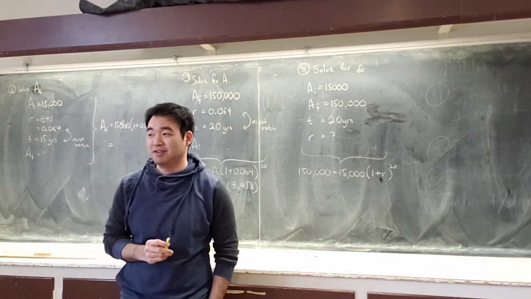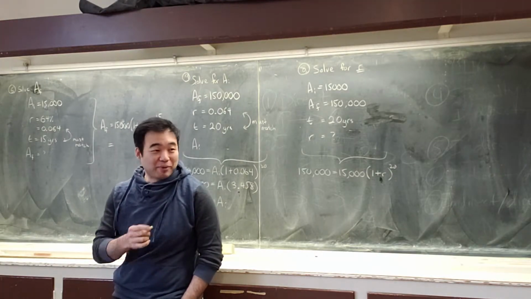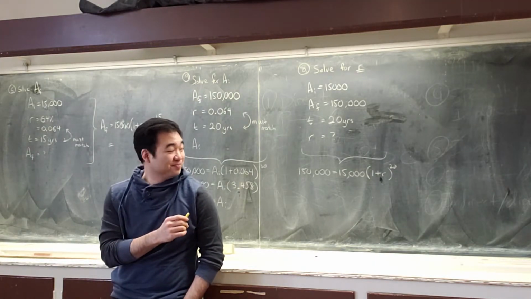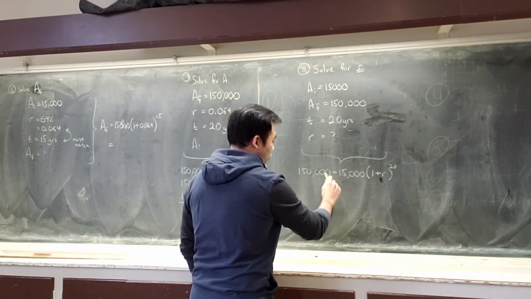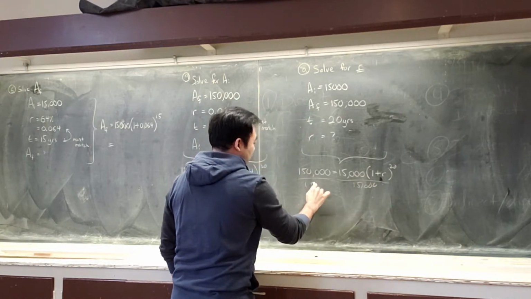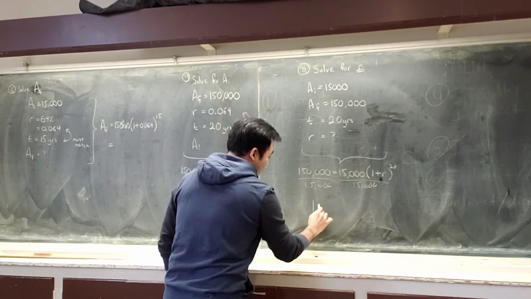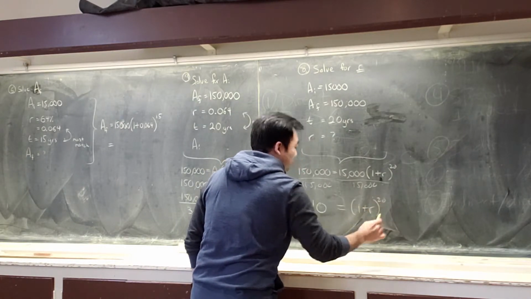Silence. I love it. Come on, people. Let's do some basic algebra, yes. Well, you divide the 15 by 150,000, or the other way around. Yeah, sorry. Divide both sides by 15,000, which gives you 10. 10 is equal to some number to the power of 20.